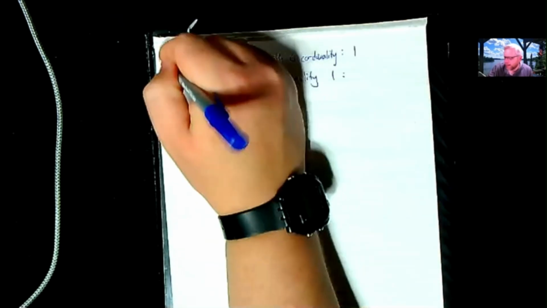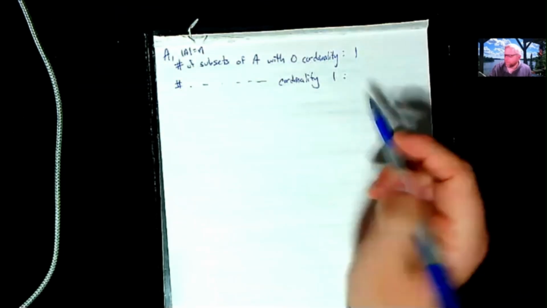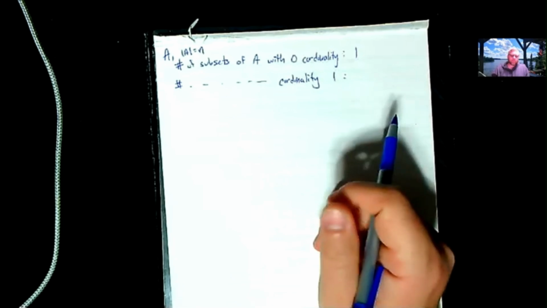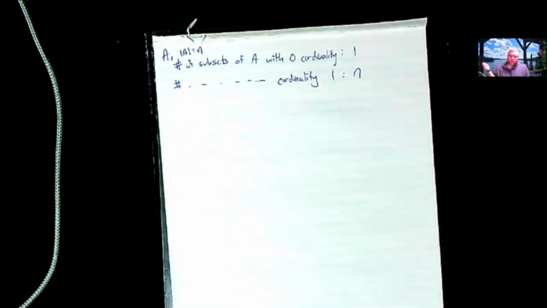Well, in this example, I'm just saying A is a general set, not telling you how many elements there are. And let's say it just has n elements. How many subsets of A have cardinality 1? Well, n. If there's n elements, you've got 1, 2, 3, 4, 5, all the way to n. Then there's the set containing 1. There's the set containing 2. There's the set containing 3. There's the set containing 4, and so on, right? You can just do every one element.